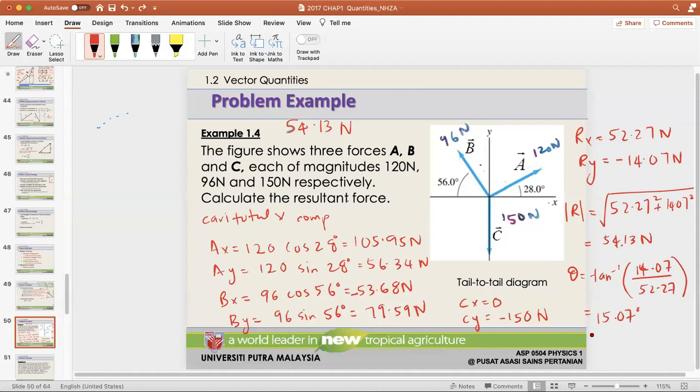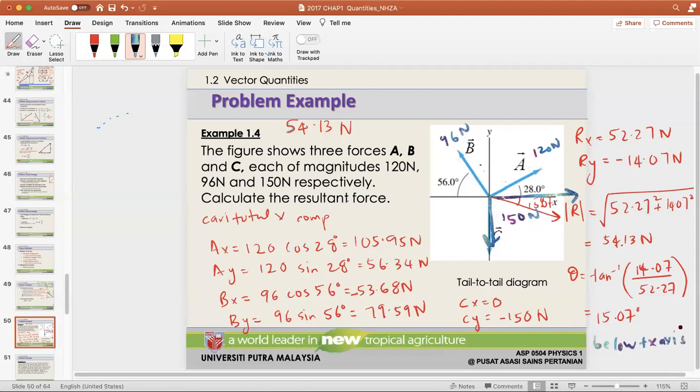East of south. So I'm going east of south. So it's like that. Macam tu ke? Yes. Okay, let's see. Your Rx is positive, it's this way. Your Ry is negative, so it's this way. Your resultant should be in between these components, right? And your angle that you've got is 15.07 below the positive x-axis. Yes, correct. South of east, right? Or below positive x-axis. Okay, thank you so much, Hakim.